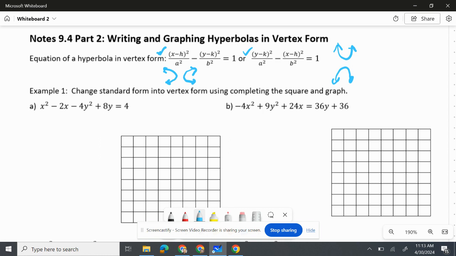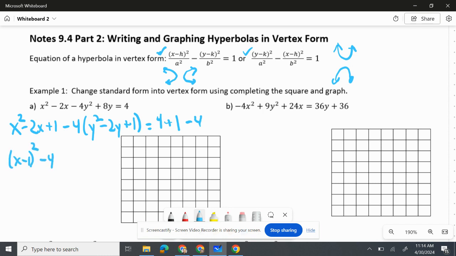So the first thing that we want to do is find our new c value. So we have x squared minus 2x. We take the negative 2, divide it by 2 and square it, and that gives us 1. Then we factor out the negative 4. Y squared minus 2y, divide it by 2 and square it, that gives us a 1, equals 4 plus 1, and then this right here would be negative 4. So we're going to factor it as x minus 1 squared minus 4 times y minus 1 squared equals 1. And then divide everything by 1.